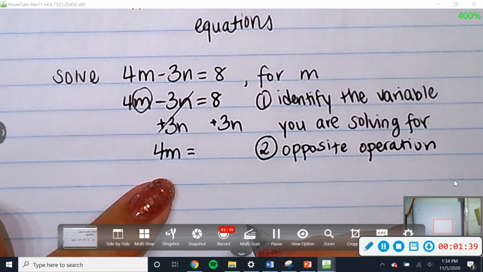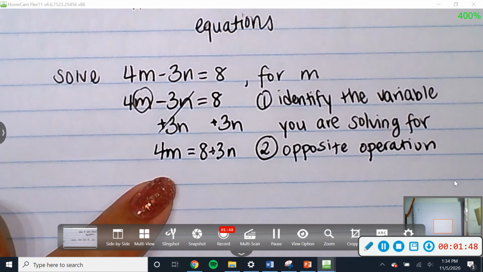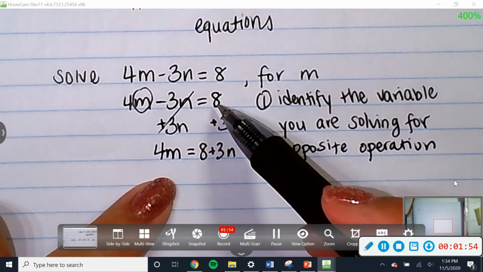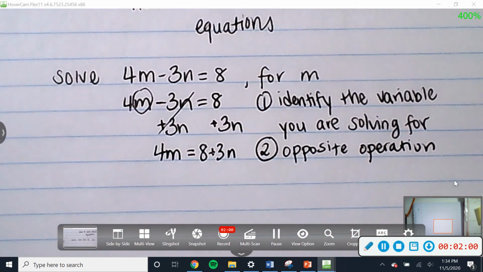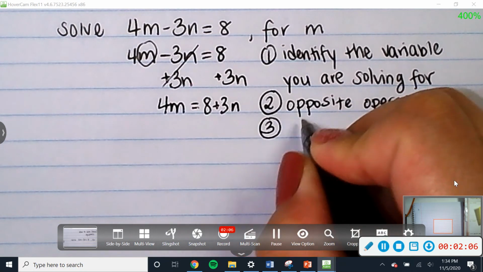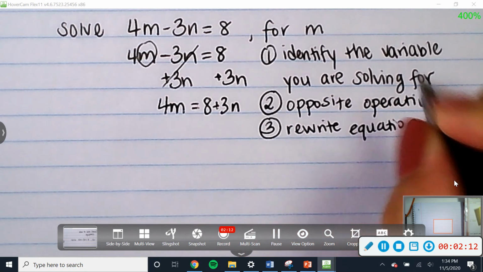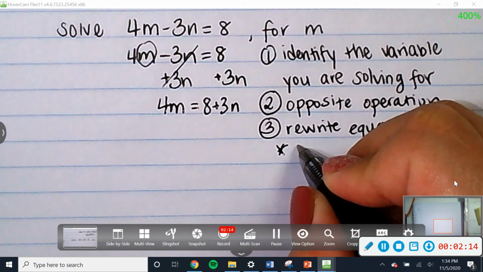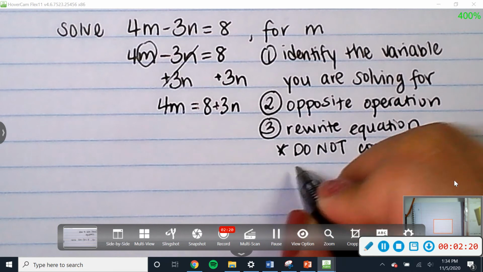When I'm rewriting it on this side of the equation, I need to make sure that I write it out fully. So 8 plus 3n. The reason why is because you cannot just add 8 plus 3, because 8 is just a number, and 3n is a variable. So remember that you cannot combine your numbers and variables like that. So you need to write it out fully here. So step 3 was to rewrite the equation and pay attention especially to combining like terms. So do not combine unless they are like terms.